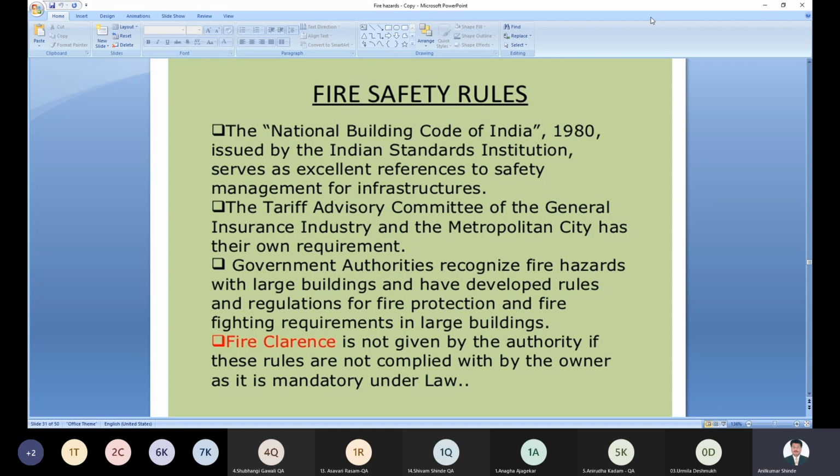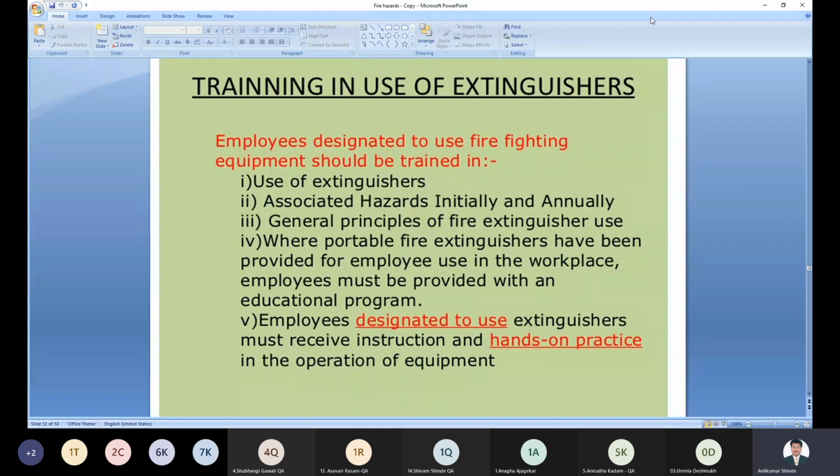Fire clearance means that if you are designing a building, the architect designs that building, and this agency gives the fire clearance. If there is a fire clearance, you can start your building. So fire clearance is required and is under the law. For every society or every building, we must take approval from the agencies, and then we can start construction. Then training: how to handle the firefighting equipment, so it can be used in a fire.